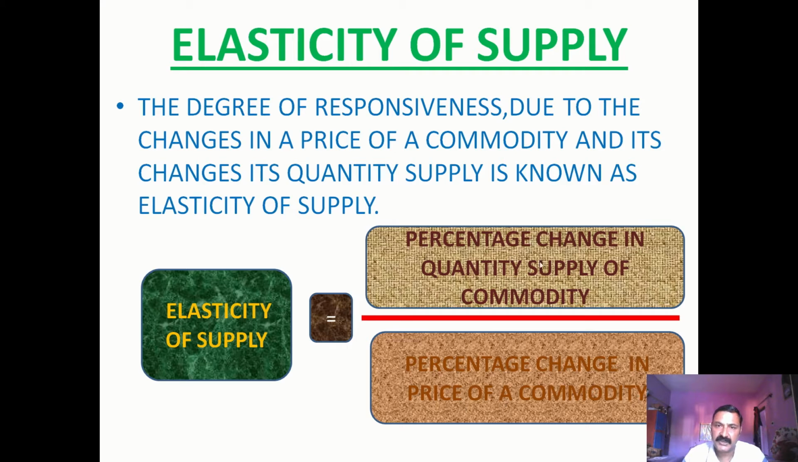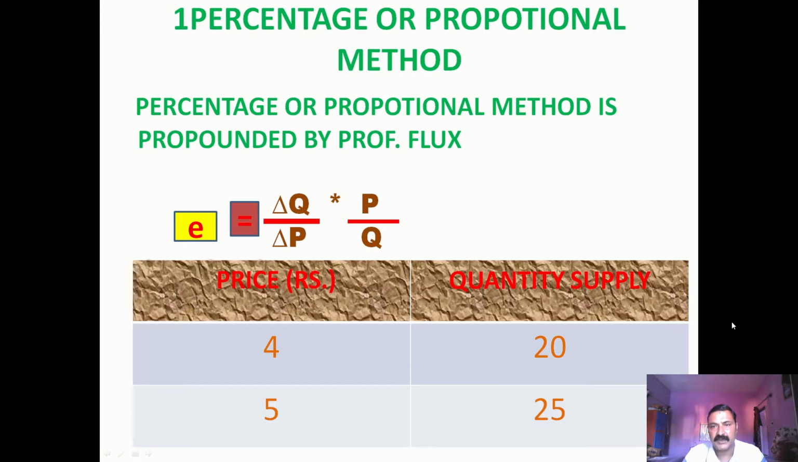Percentage change in quantity supplied of a commodity means delta Q by Q, and this one is delta P upon P. So we have to divide the percentage change in quantity supplied by the percentage change in price of a commodity to find out the elasticity of supply. We have taken the percentage or proportional method.